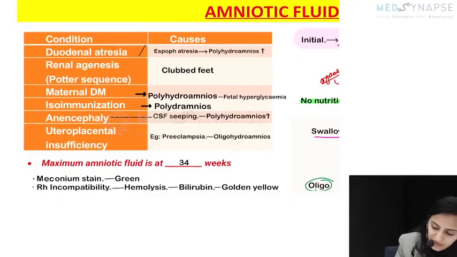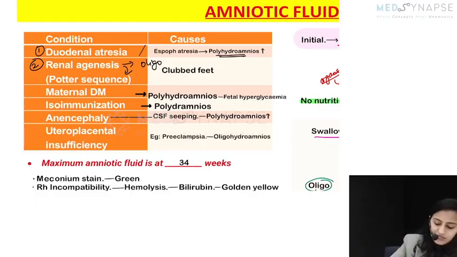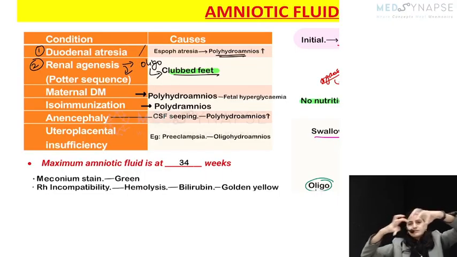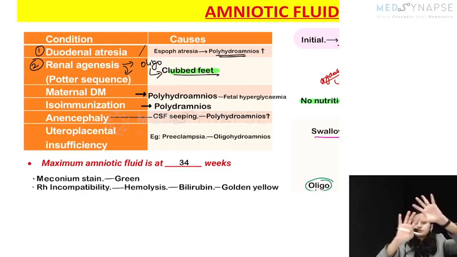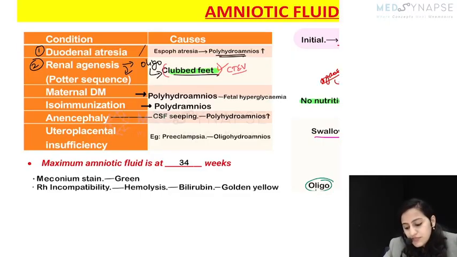So duodenal atresia will be oligo or poly? Poly. Renal agenesis will be oligo or poly? Oligo. There is something called Potter sequence. Renal agenesis, Potter sequence. Remember, oligo is what is associated with clubfoot. Because if there's oligo, there's no fluid. What will happen is, जगह ही नहीं है, there's nothing for that fetus to move the limbs. The foot will go into clubbed foot, CTEV. So CTEV is associated with oligo.